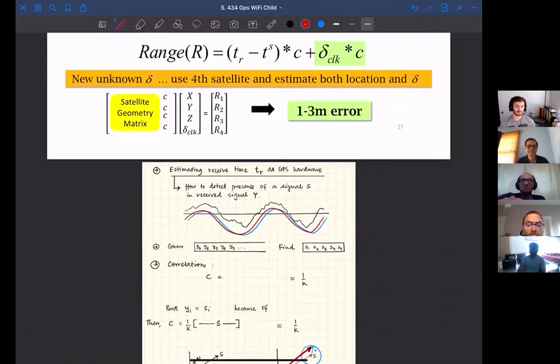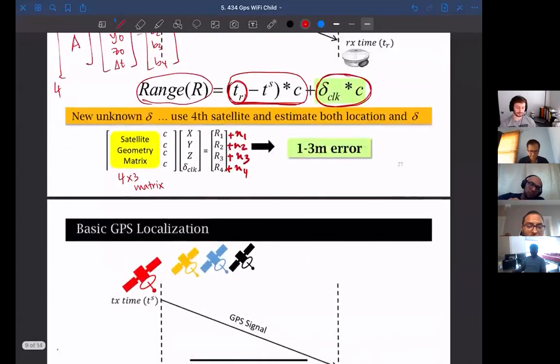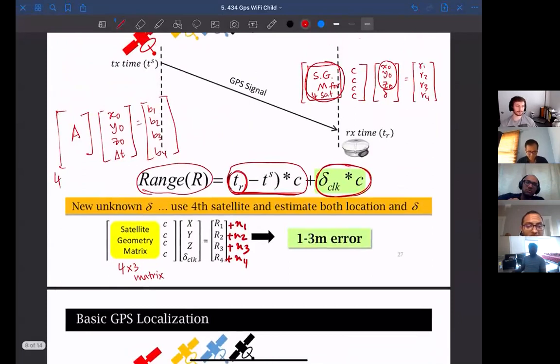Quick question, Professor. You're saying here that the satellite geometry matrix will be multiplied for X, Y, and Z. I get that format. It'll give us R1, R2, R3, and R4. But then how can you add another column? So that column gets multiplied with the clock, and that gets added to R1, R2, R3, and R4. No, it's not getting added to R1, right?